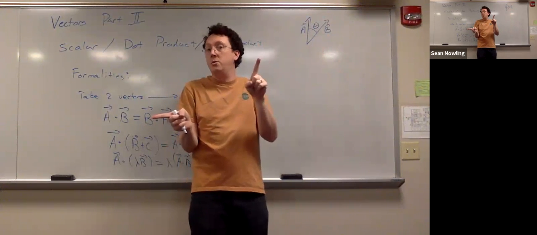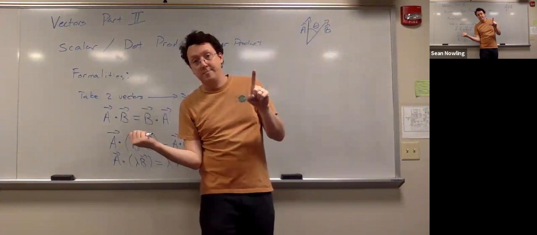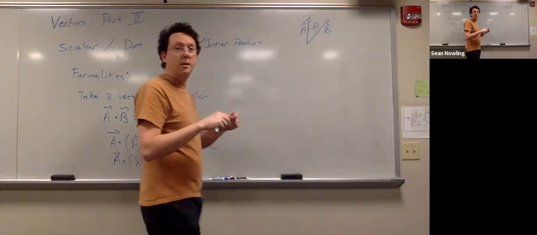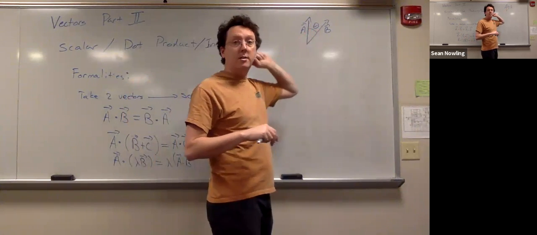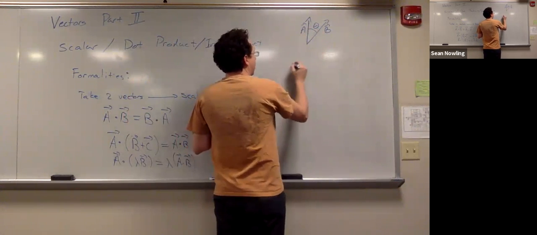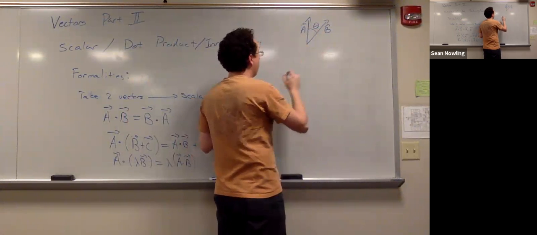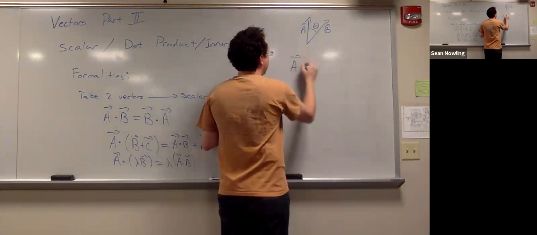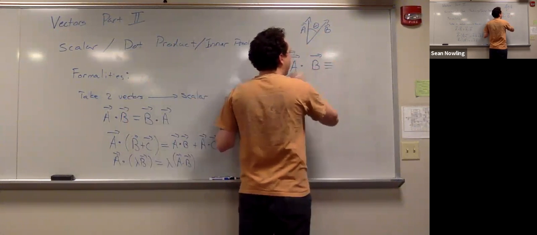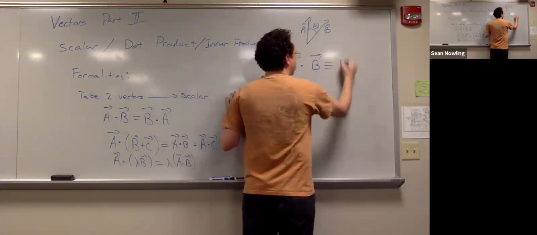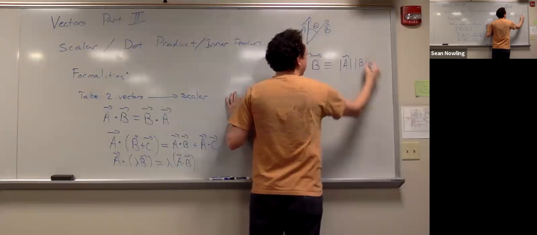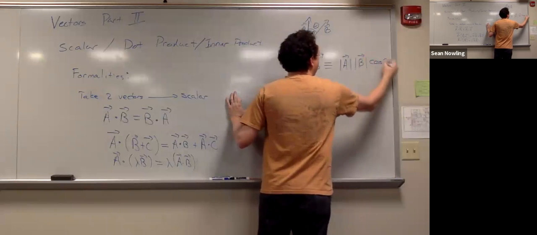It has nothing to do with the x-axis. So in a problem, you might have to adjust and draw a picture and figure out the relative angle between the two vectors. Okay. Now, the definition for A dot B is defined to be the magnitude of A times the magnitude of B times the cosine of theta.